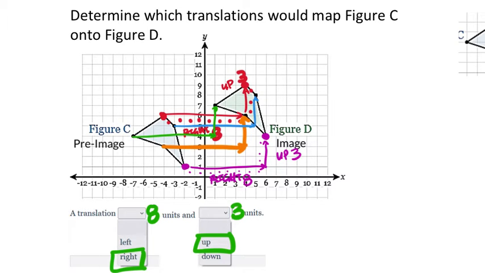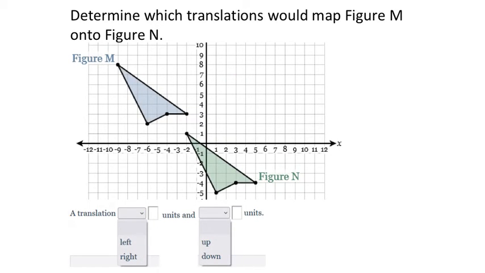And as long as you can see that each of these points is going either right or left, and then up or down, the same exact movement, then we know we are dealing with a translation. So we'll do the same thing on this one, and just like you'll see on the assignment, you're just choosing left or right, so many units, and then either up or down this many units. Right? So let's read this.